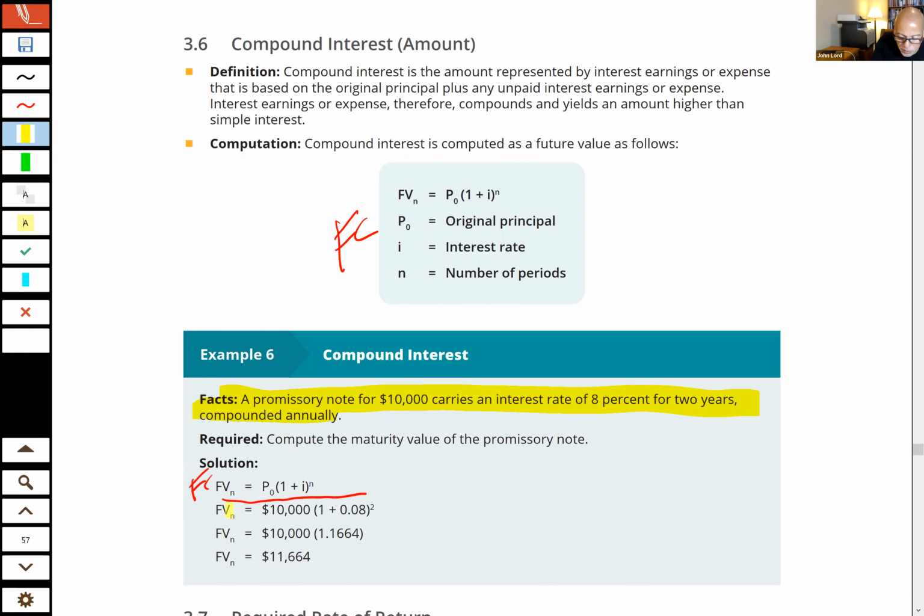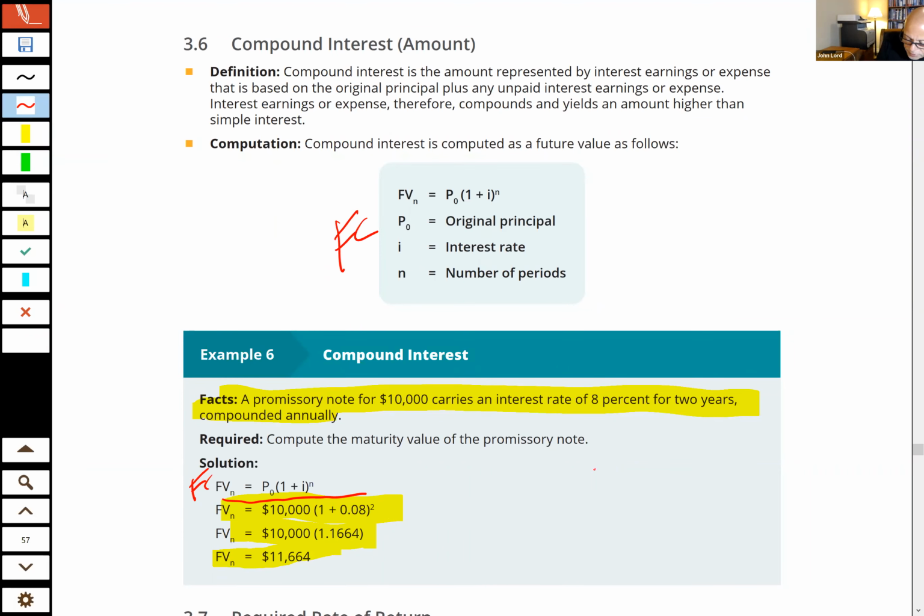And so you can see here that they take this 10,000, the interest rate is what? It's 1.08, and if we're going to multiply that by itself, that would be to the second power. And so they do the work inside the parentheses, and that gives us 11,664. You could also do what?